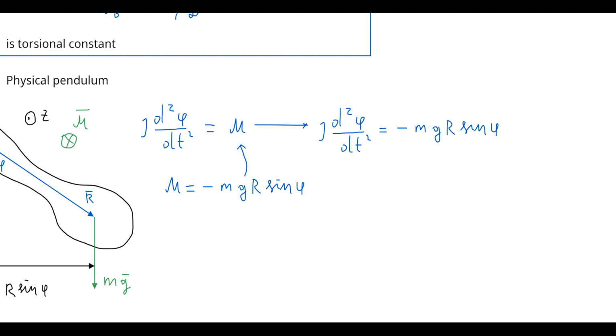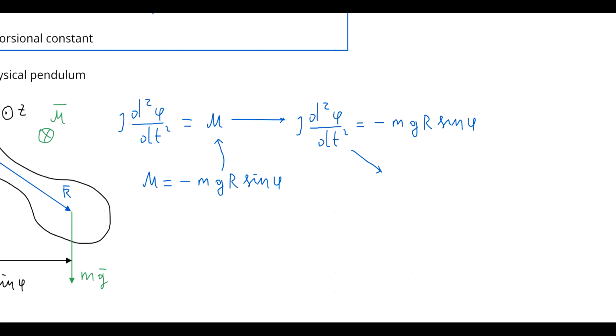And from here we will obtain that this second derivative of phi with respect to time, and this will be, let's make it in this form: mgr divided by the moment of inertia I times sin phi, and this is equal to 0. Okay, do you have any questions about this?